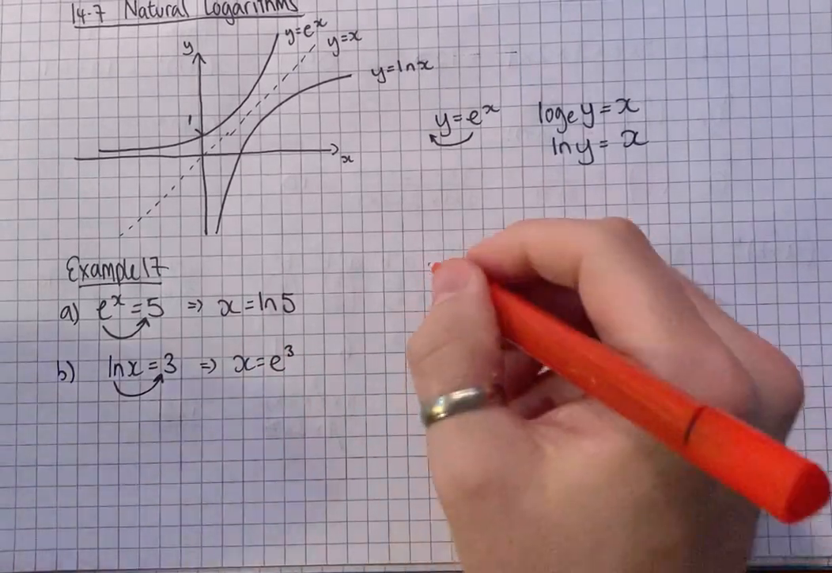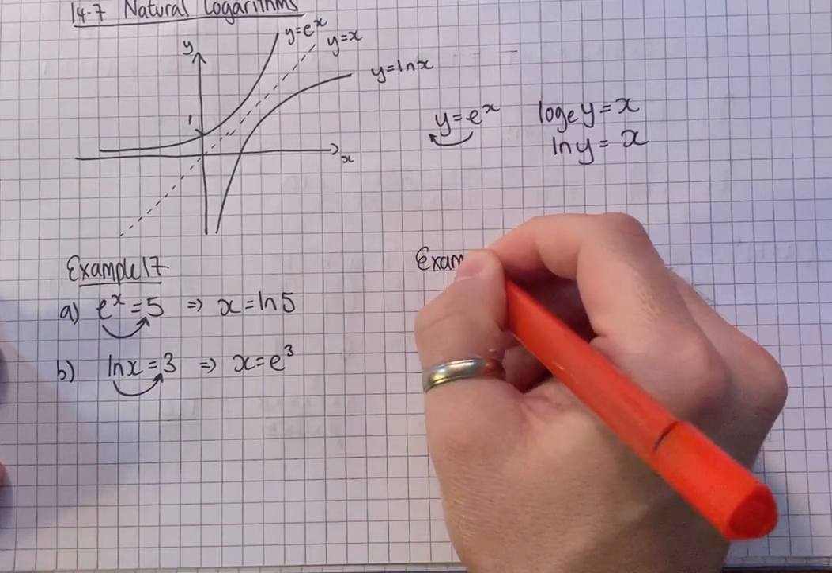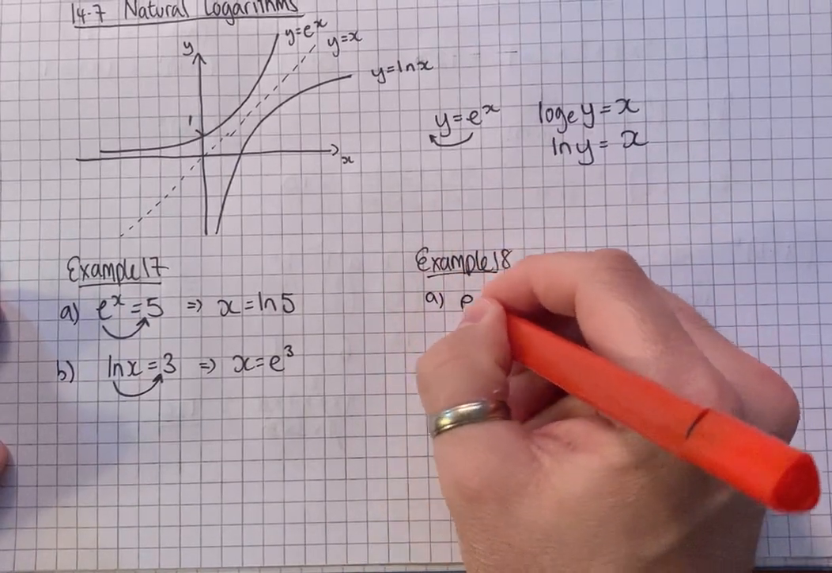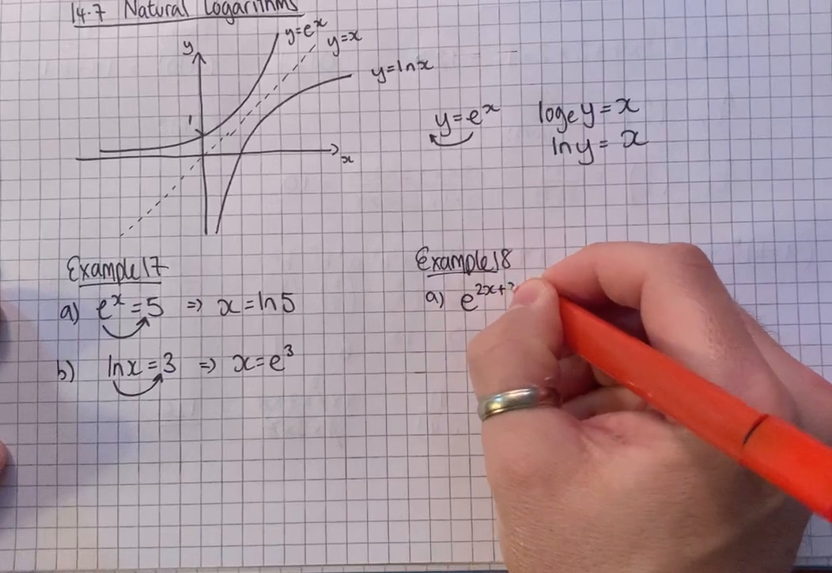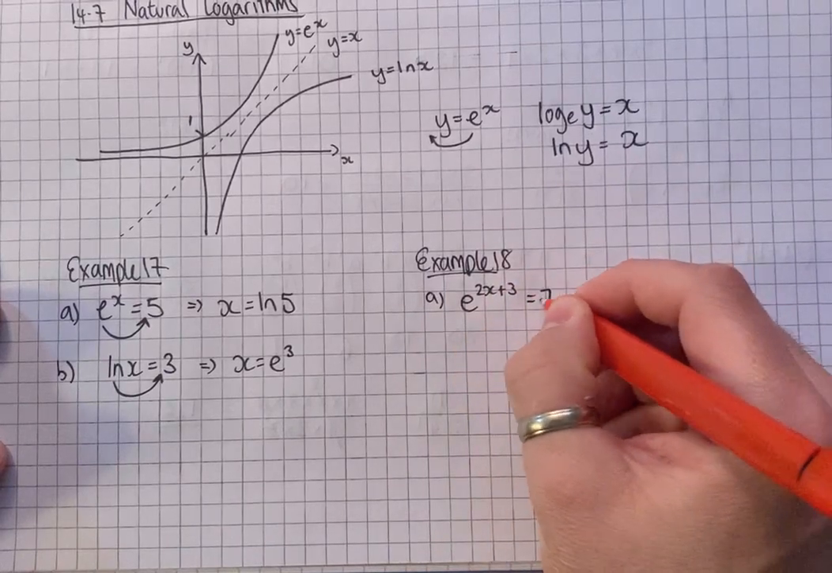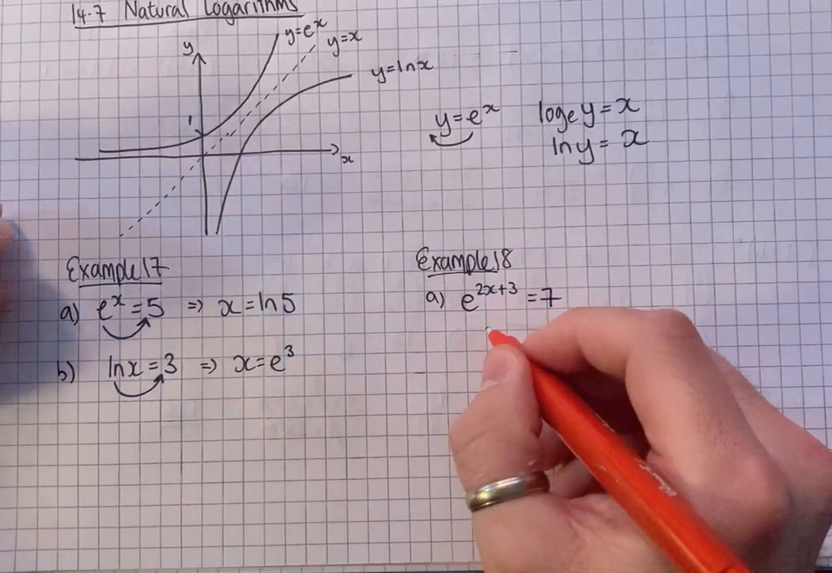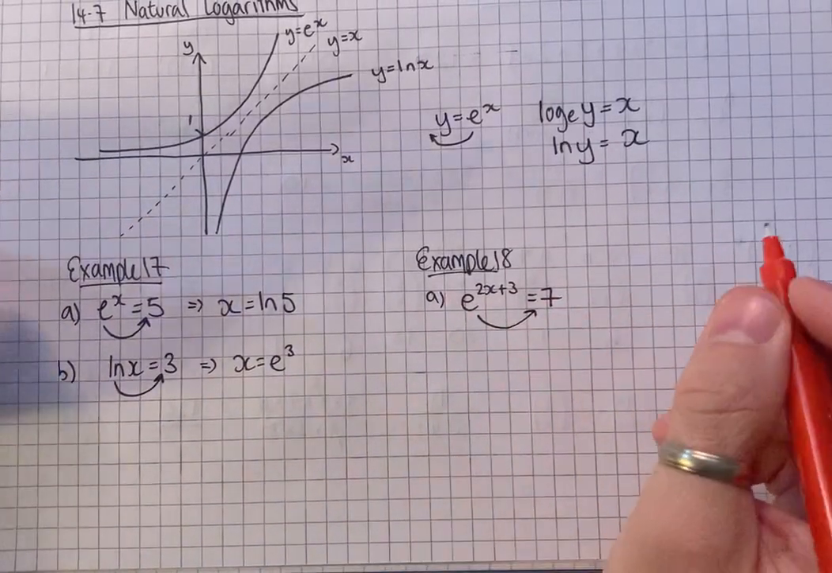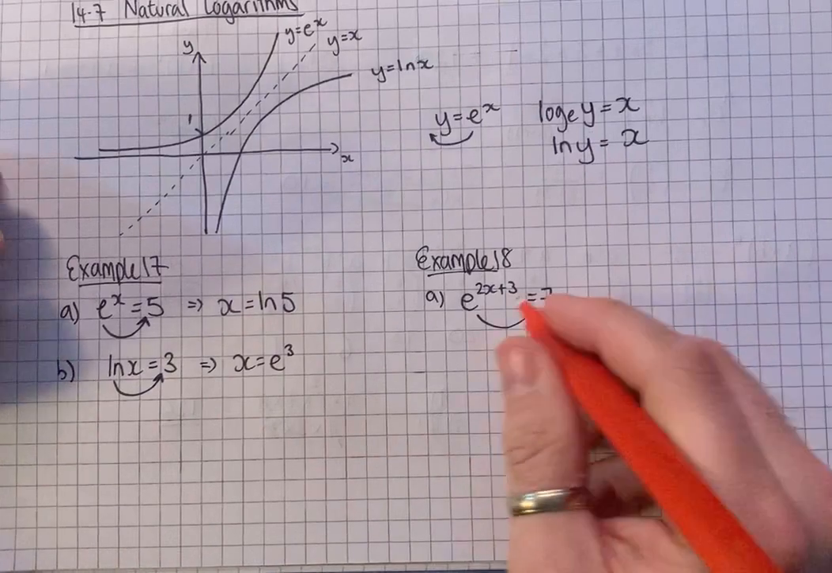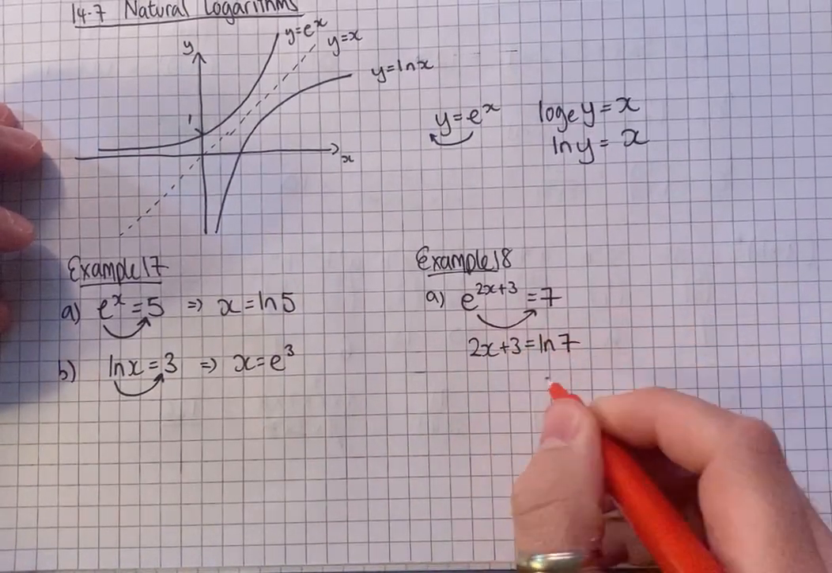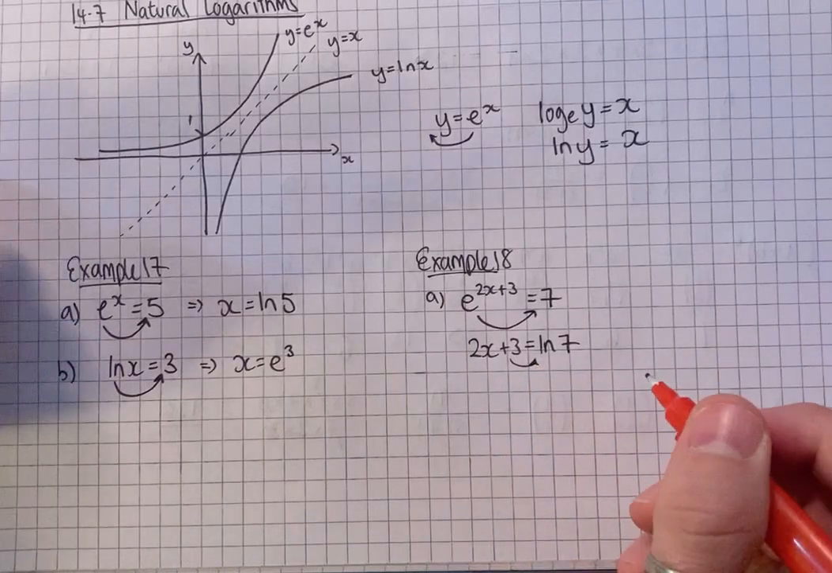Okay, example 18. Solve e to the 2x plus 3 equals 7. And again, it wants exact form. So e moves over, it becomes ln, or log to the base e, which is ln. The plus 3 moves over to become minus 3.